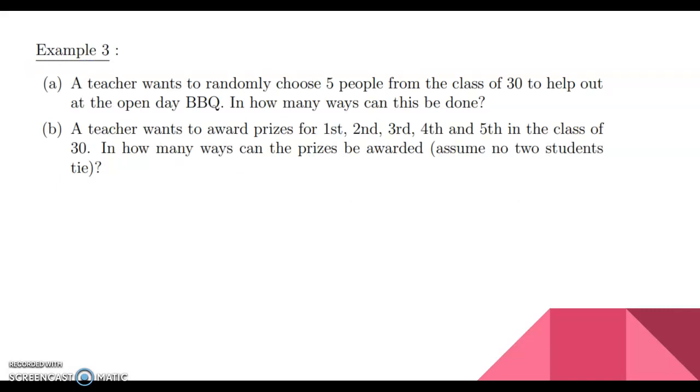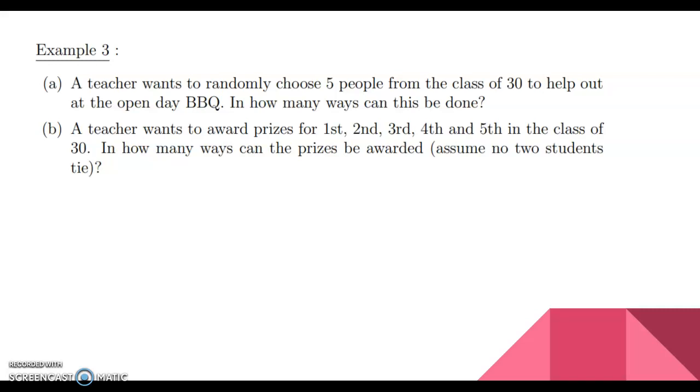A teacher wants to randomly choose 5 people from the class of 30 to help out at the open day barbecue. In how many ways can this be done? So this is a group of people that are going to help out at the barbecue. Doesn't matter if Bob is picked before Linda, who is picked before Troy. If those 3 people are picked, they're still the same 3 people. So we don't want to count unique groups just because we picked Bob and Linda and Troy in different orders.